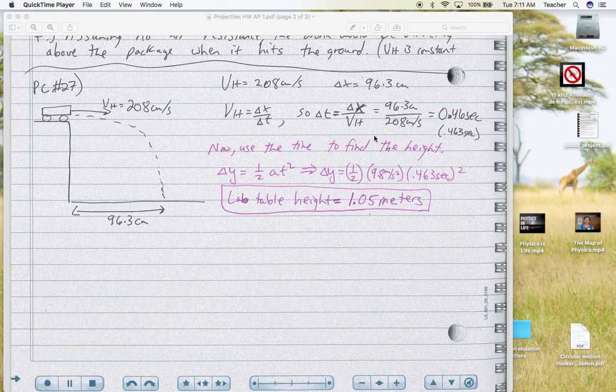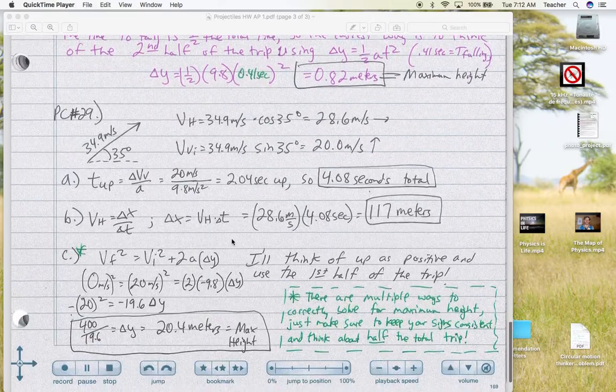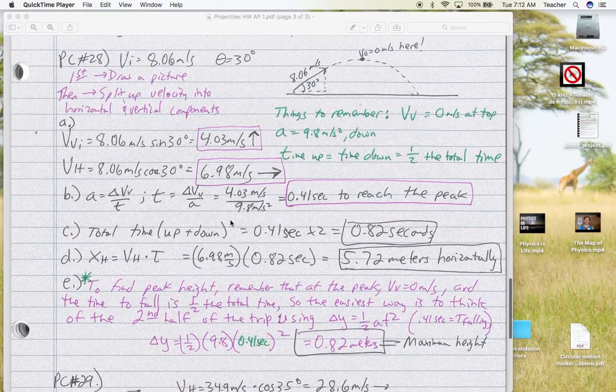So here we're using a horizontal formula to figure out the time because we know horizontal speed and horizontal distance. And then we could work backwards with that known time to figure out the height. So this is kind of working backwards from some of the previous problems. The last two problems deal with angle launch projectiles. I've used a lot of color for those.